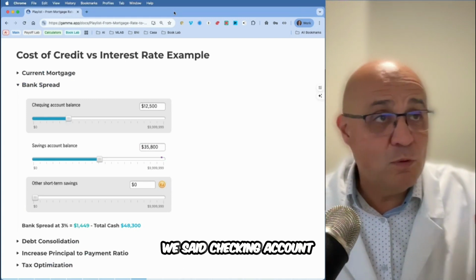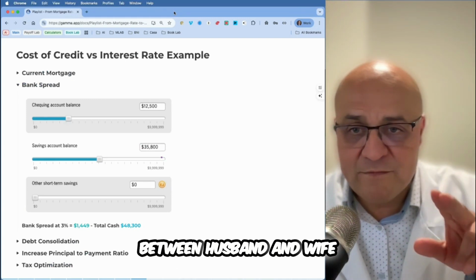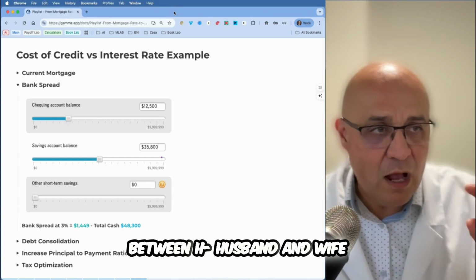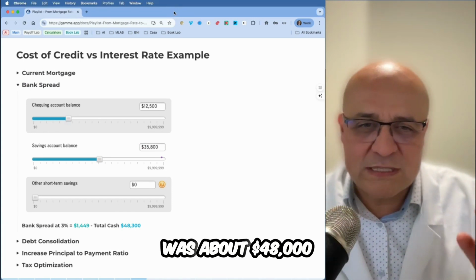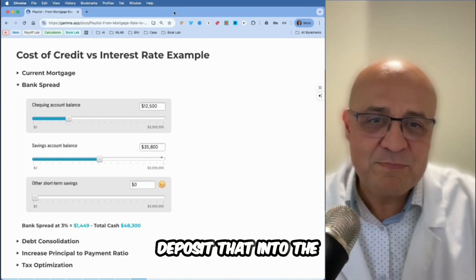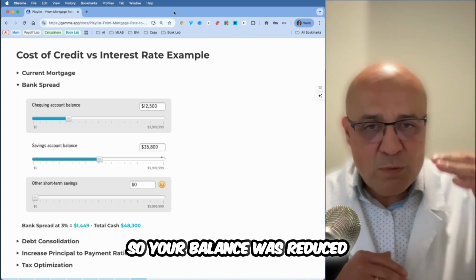Now, in this example, we said checking account between husband and wife 12,500. Savings, they had 35,800 between husband and wife. So the total cash was about 48,000, and we just deposit that into the mortgage, so your balance was reduced right away.